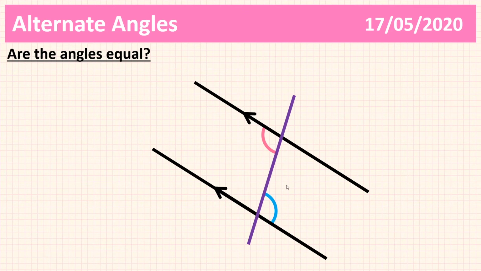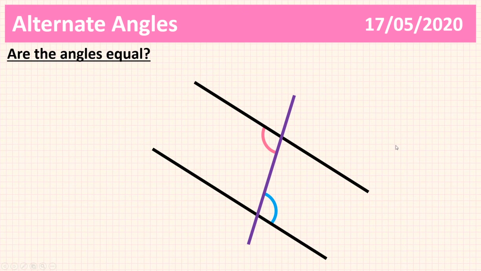Are the angles on opposite sides of the transversal? Well, they are. I can see my transversal is in purple. The pink angle is on one side and the blue angle is on the other side. So I know that they are on opposite sides of the transversal. And the last one is, are they interior to the parallel lines? And they are. They're both inside the parallel lines. So we can say that these two angles are the same because they are alternate.